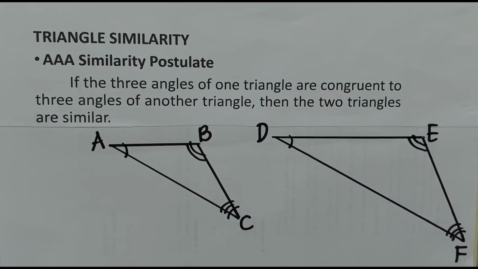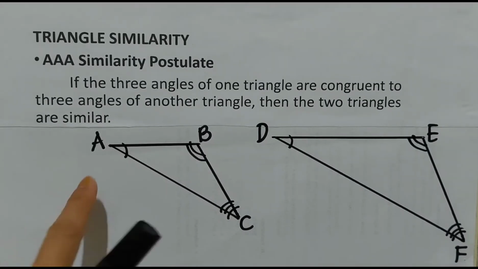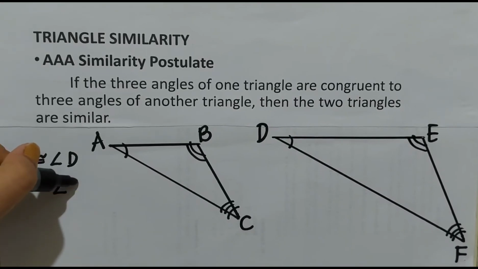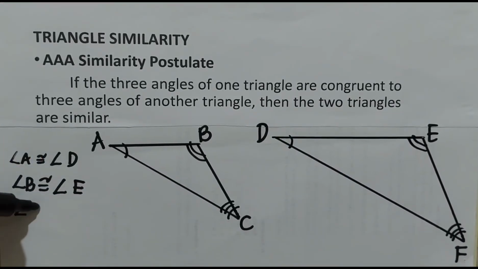So here we have the angle similarity. Now we have two triangles, triangle ABC and triangle DEF. As you can see, the parts that are congruent have a symbol, this one. So meaning to say that angle A is congruent to angle D, and angle B is congruent to angle E, and angle C is congruent to angle F. Now, if the three angles of one triangle are congruent to the three angles of another triangle, therefore the two triangles are similar.